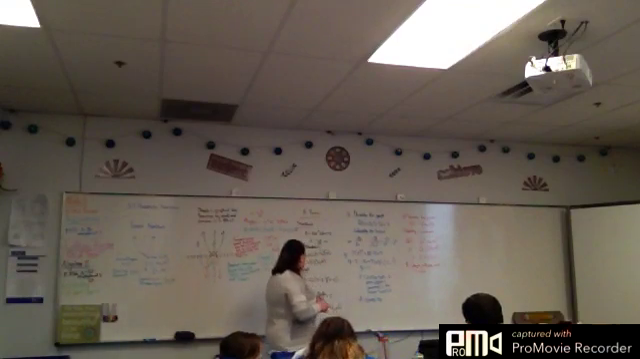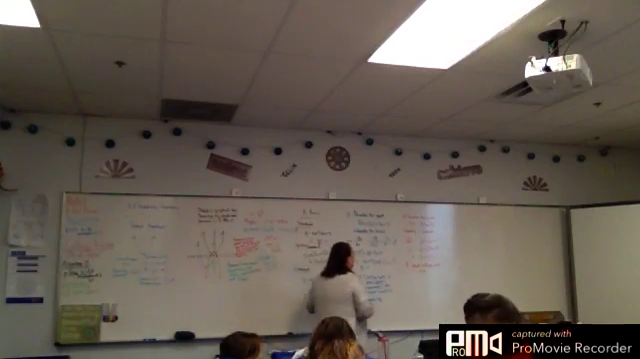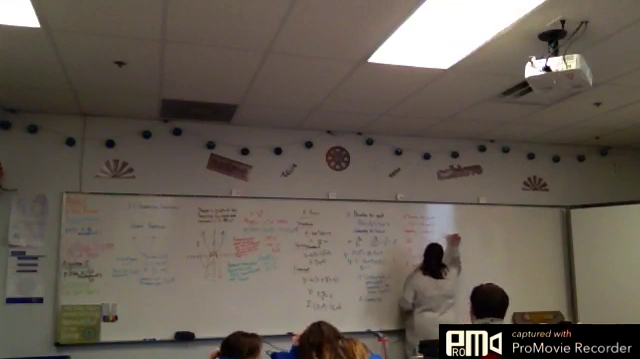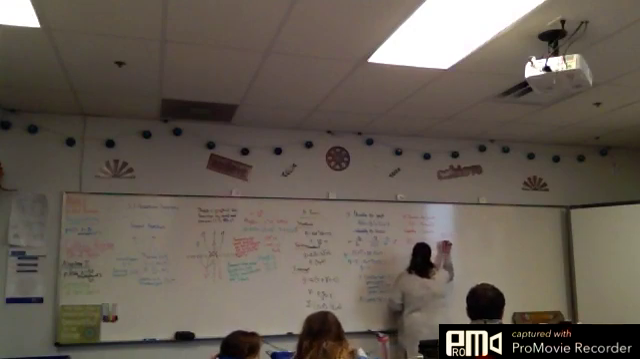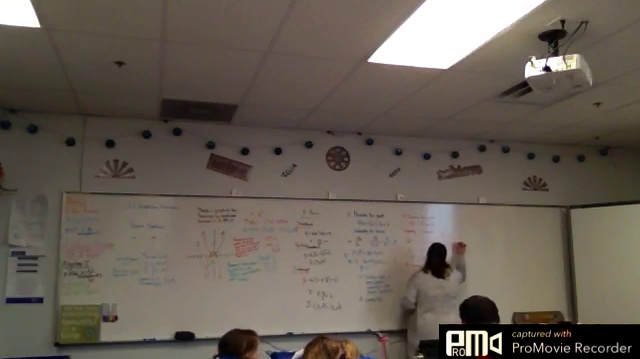By negative b over 2a. No, p minus q over 2. So 4 minus 2 over 2 gives you 1. That's the x of the vertex. Now what am I going to do with that? Plug it in here. So then I have y equals negative, and then I have 1 minus 2 and 1 minus 4.